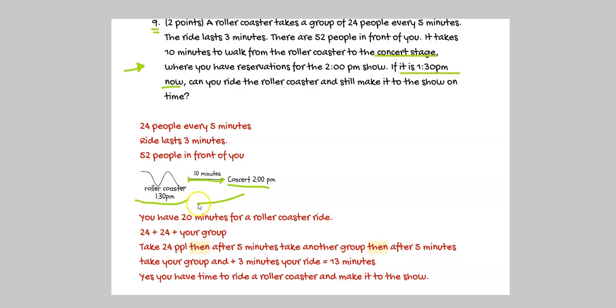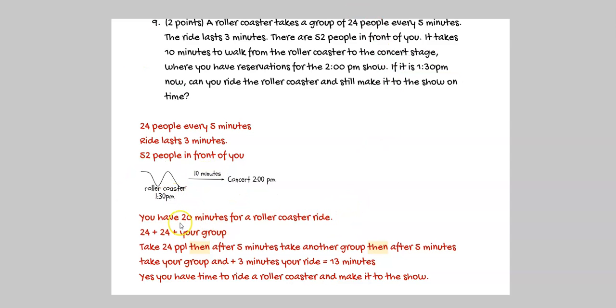So if we go backwards, that means that you have to be done with the roller coaster ride by 1:50, right? If you're done at 1:50 p.m. and then you need 10 minutes to walk to the concert, you will be there at 2 p.m. So you have from 1:30 to 1:50. So basically you have 20 minutes for the roller coaster ride.